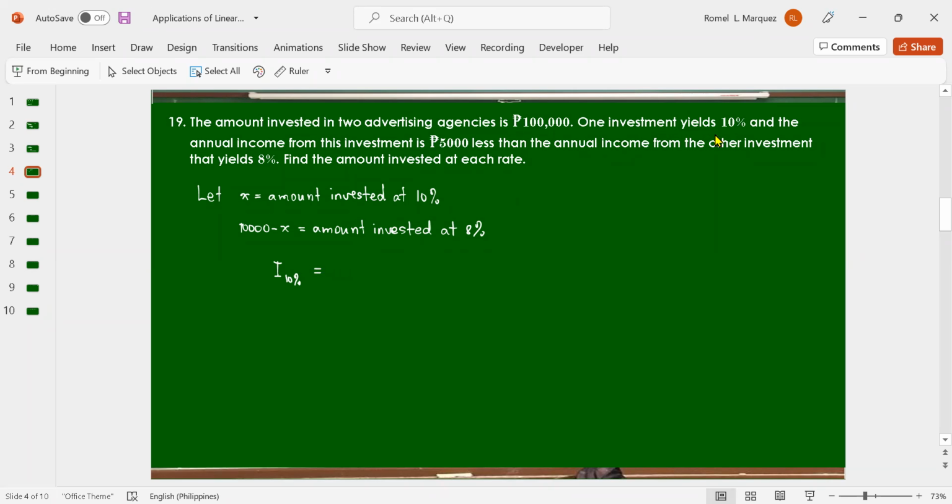The one investment yields 10%, and the annual income from this 10% investment is 5,000 less than the annual income from the other investment that yields 8%. So for the 8% investment, we subtract 5,000 because it is less. Okay? The annual income from the 10% investment is 5,000 less than the annual income from the 8% investment. Okay, guys? So which investment is bigger?